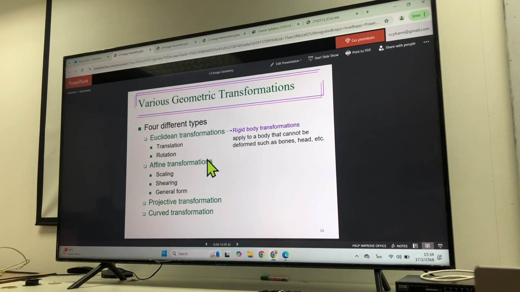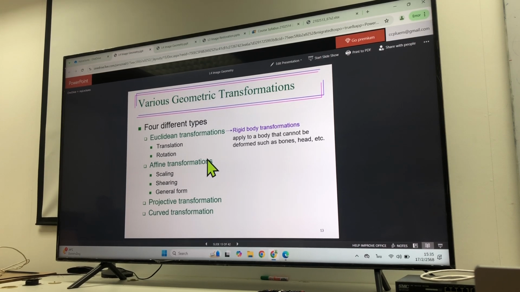There are 4 different types: Euclidean transformation, affine transformation, projective transformation, and the last one is curve transformation. For this class we are just going to learn the first 3. The curve transformation is too difficult, but if you want to present your project on that, please do. I want you to do a project that is beyond what we learn in class. The project has to be a little bit beyond.